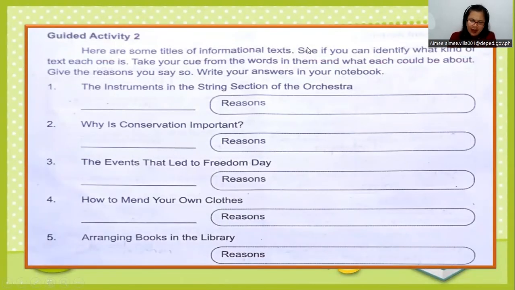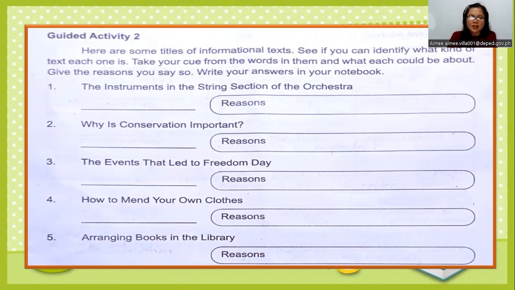Turn your modules now to page 14. Guided activity 2. Here are some titles of informational text. See if you can identify what kind of text each one is. Take your cue from the words in them and what it could be about. Give the reasons you say so. Write your answers in the space provided. Don't forget, you're going to identify the kind of informational text, then write the reason.